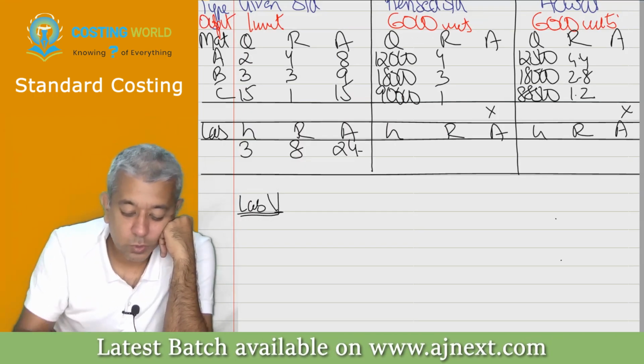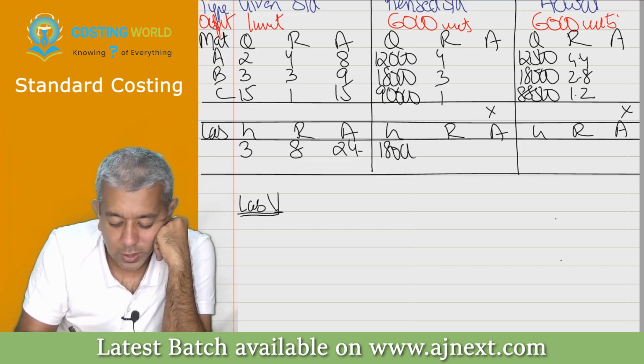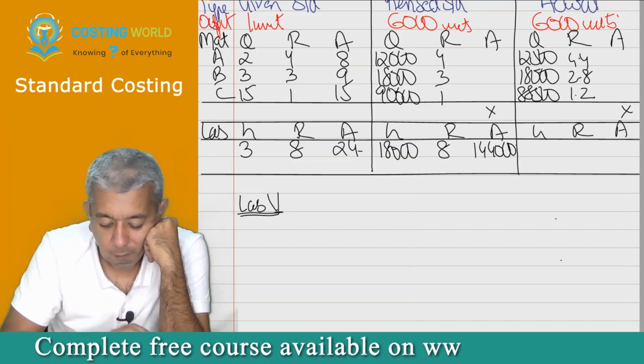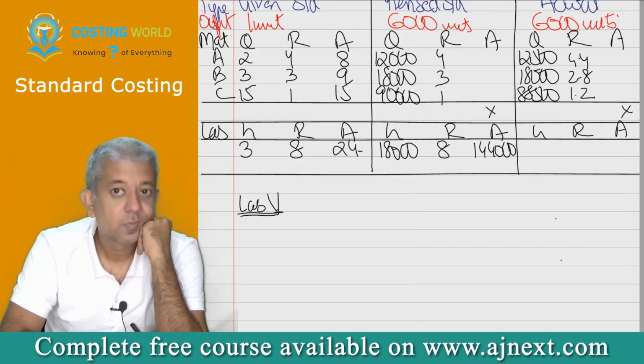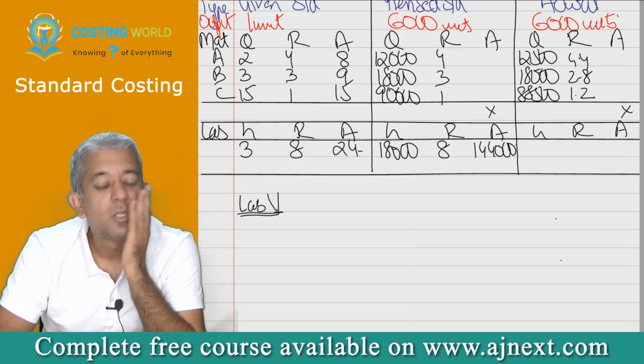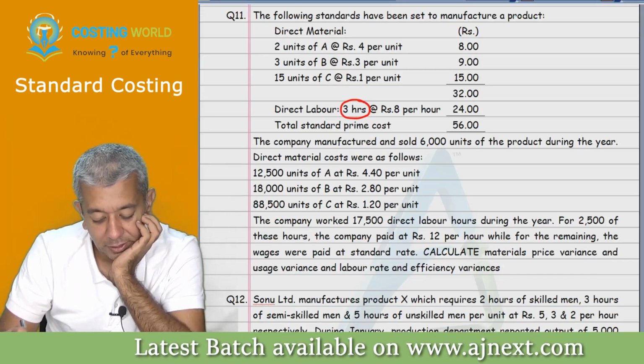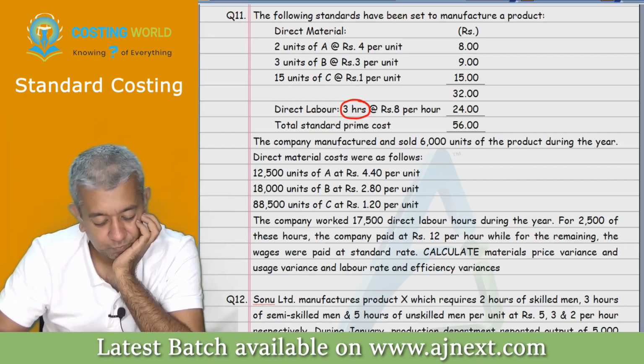So for 6,000, 18,000 hours should have been taken at the rate of 8. I guess this will be 1,44,000. Now see, what happened in reality?